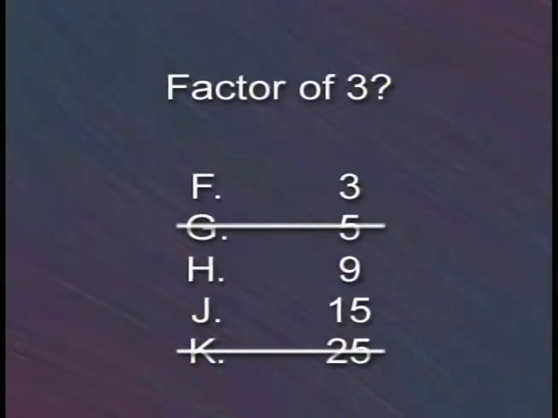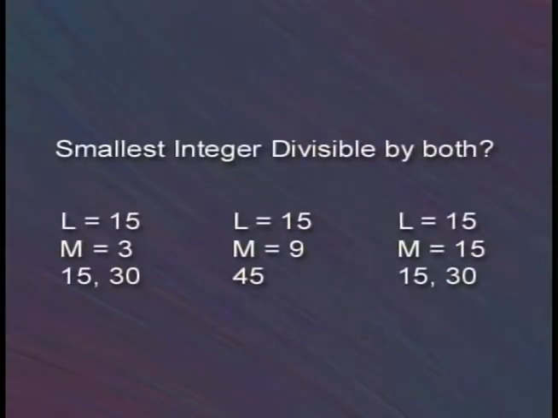The problem states that the number 45 is the smallest positive integer that is divisible by both L and M. Well, let's try the possibilities. Is 45 the smallest integer divisible by 3 and 15? No, it isn't. Both 15 and 30 are divisible by 3 and 15 and smaller than 45. Is 45 the smallest integer divisible by both 9 and 15? This looks like the answer.